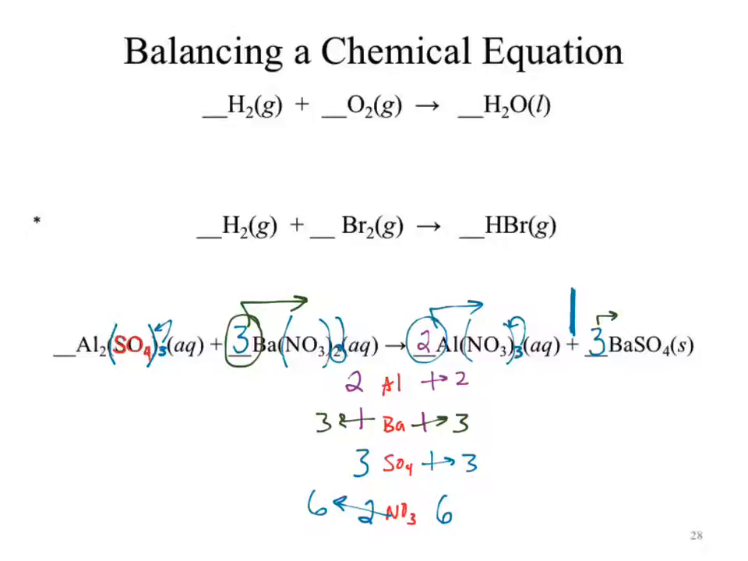3. How many sulfates? 3 and 3. Remember that 3 on the right applies afterwards. The 4 is what makes it sulfate. So there's 3 of those. And then nitrate, 6 and 6.